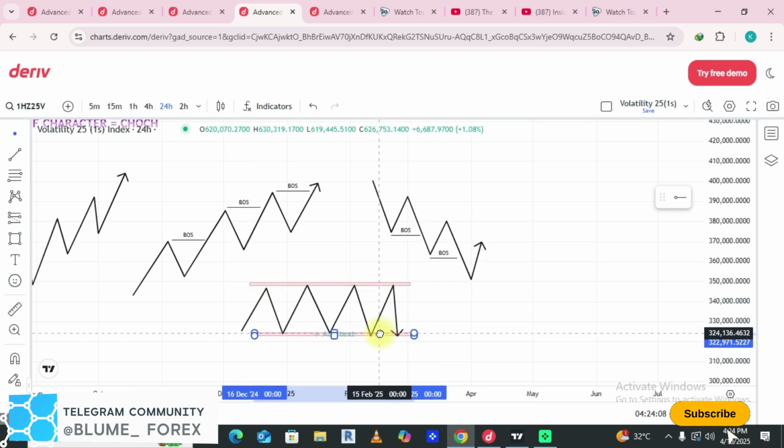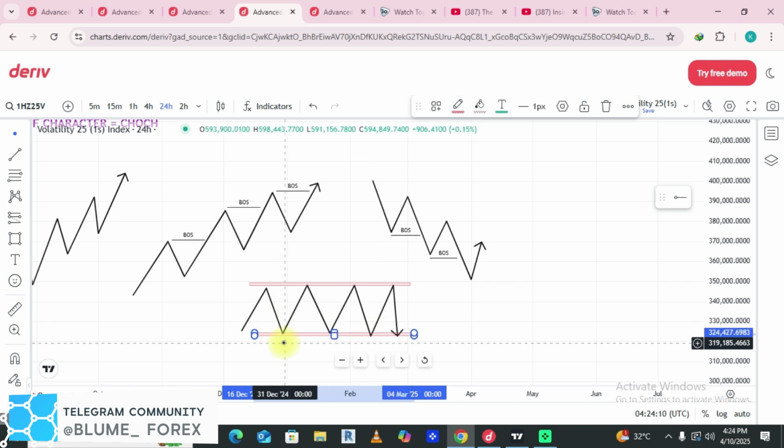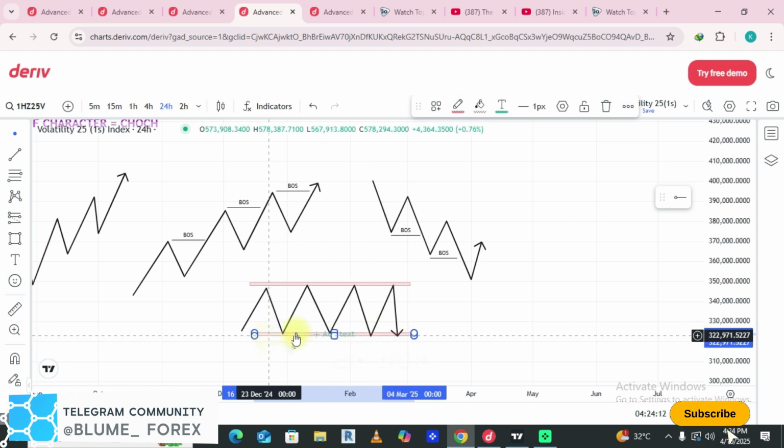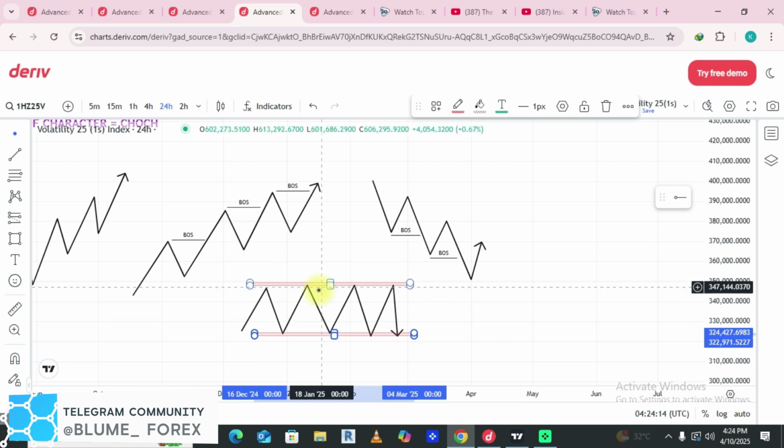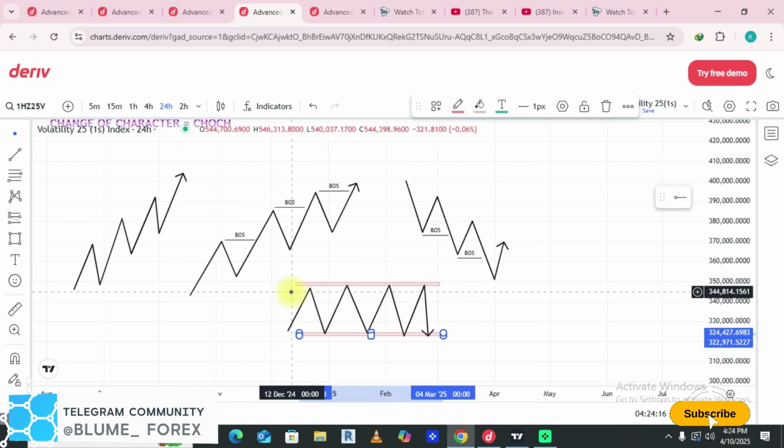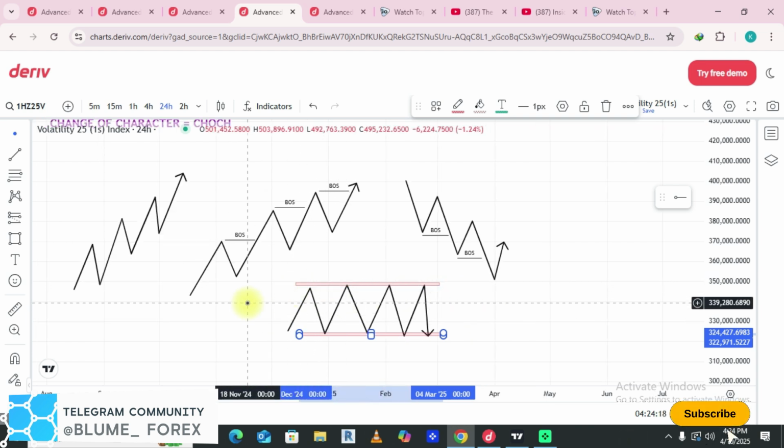Just from the word, it's just English, right? Equal. These ones are lows, so equal lows, and these are highs, so equal highs. So in a sideways market, we form equal highs and equal lows. In a downtrend market, we form what? Lower highs and lower lows. In an uptrend market, we form what? Higher highs and higher lows.